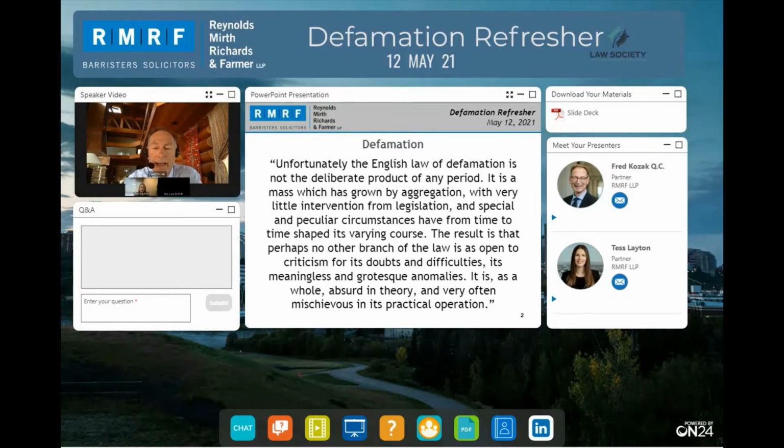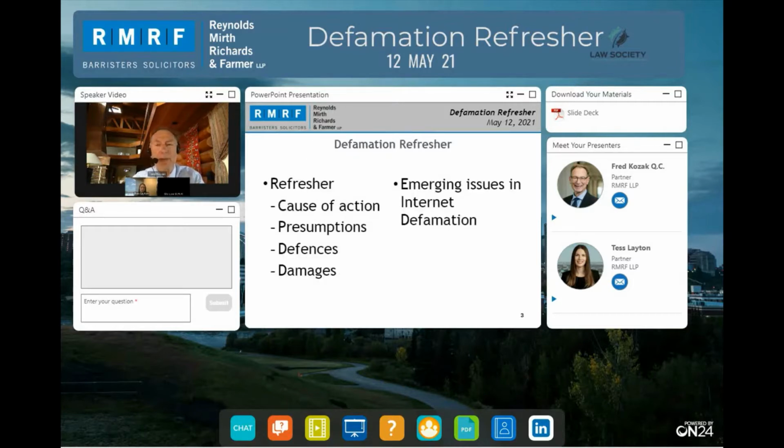And the second amplification comes from recent or relatively recent advances in technology, where it's hard to reconcile some of the principles you're expected to apply in defamation cases with the internet and the ability to communicate to mass audiences over and over and over again. So we're going to try to hit on some of those things. Just as a heads up, here are the topics that we'll be dealing with.